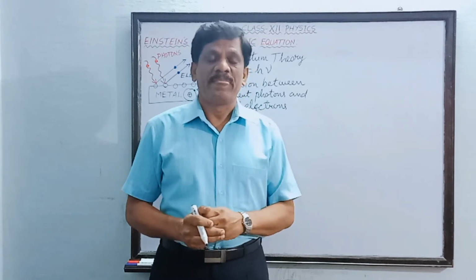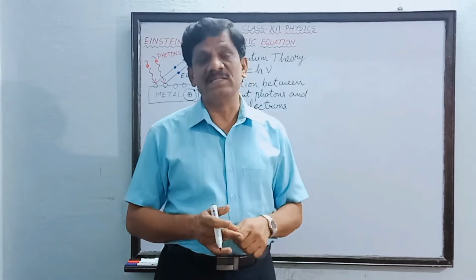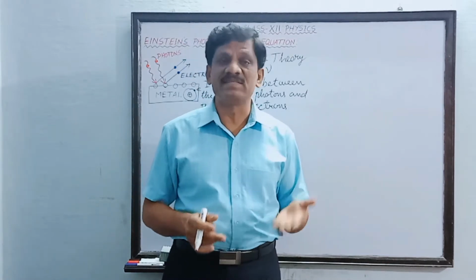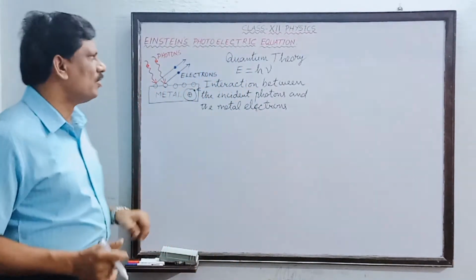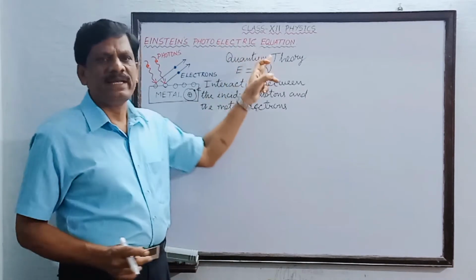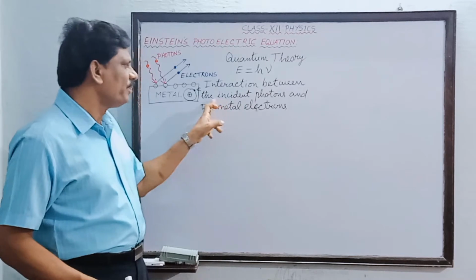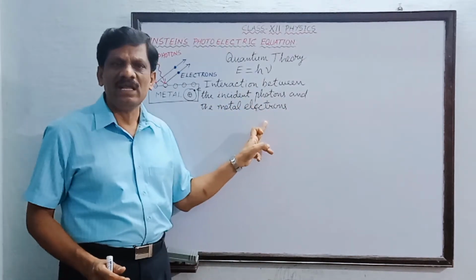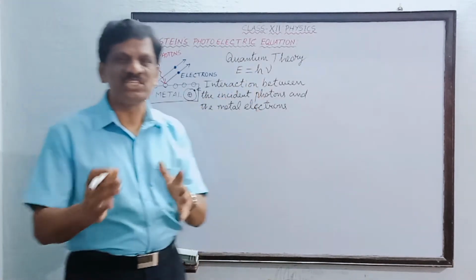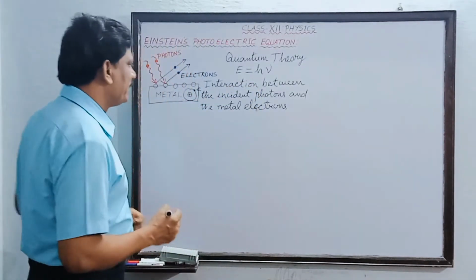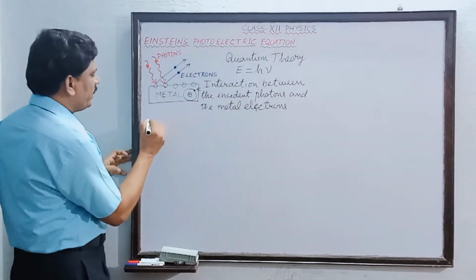If the minimum energy required to remove the photoelectron is very large, then naturally the electron has to come out with less kinetic energy. This is the consequence of the law of conservation of energy. So the photoelectric effect is mainly due to the interaction between the incident photons and the metal electrons. The incident energy is h nu, and this energy is utilized in two ways.